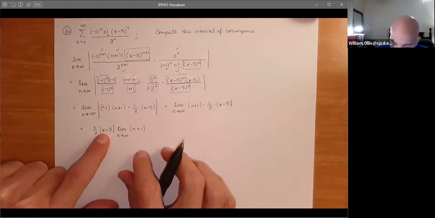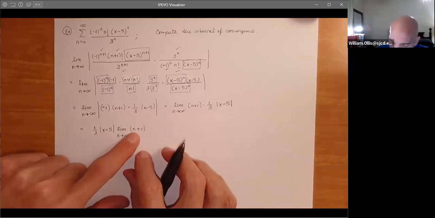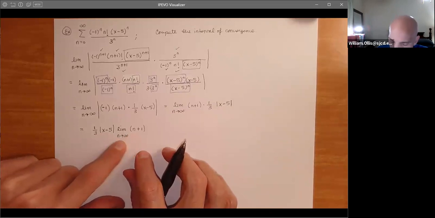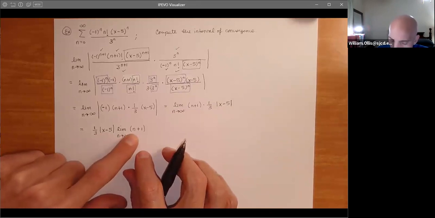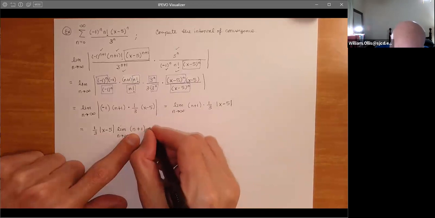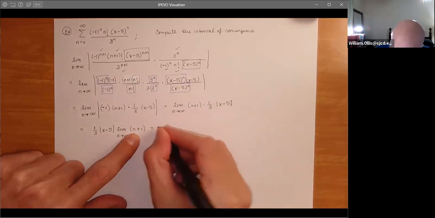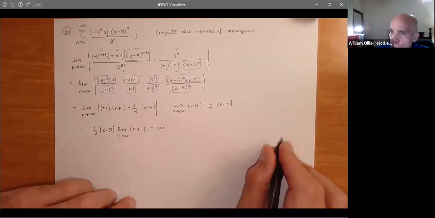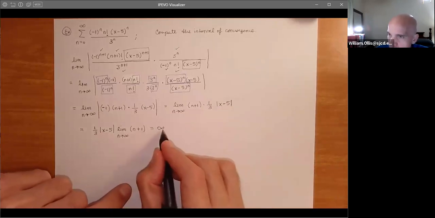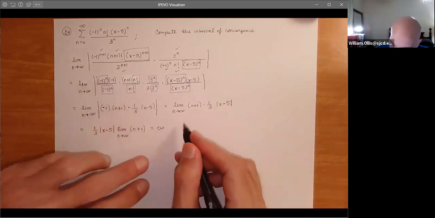This, of course, has no impact, but this diverges to infinity. As n passes to infinity, so does n plus 1. So we just get infinity here. So this is maybe the worst case. This, of course, is never less than 1.